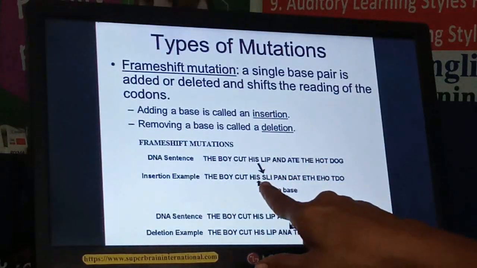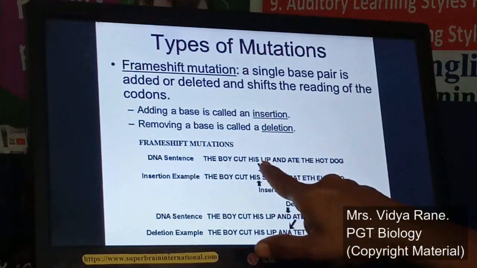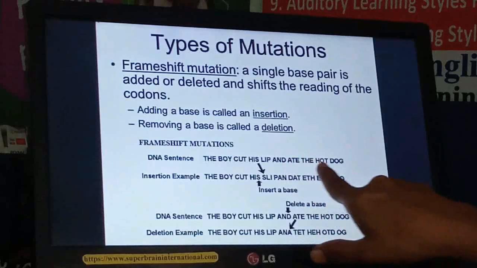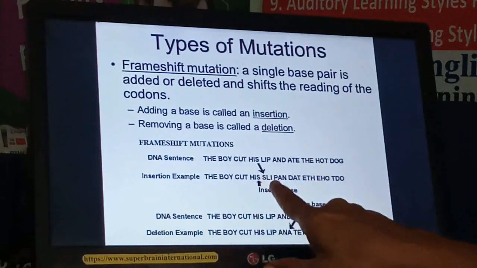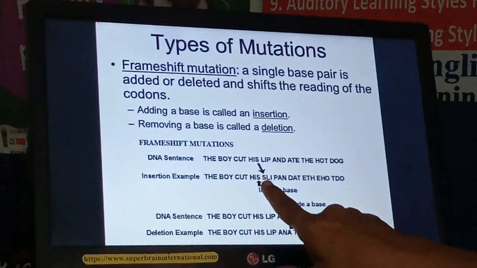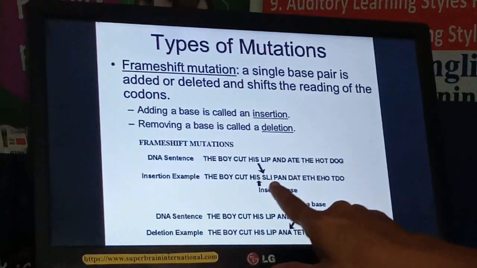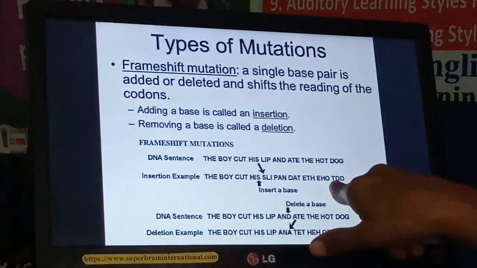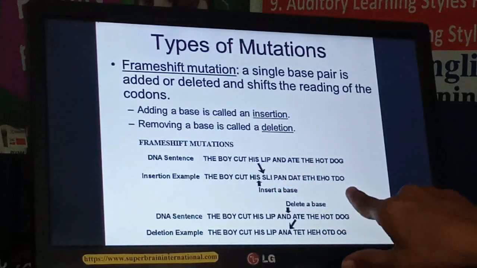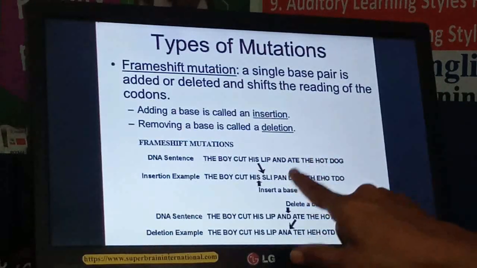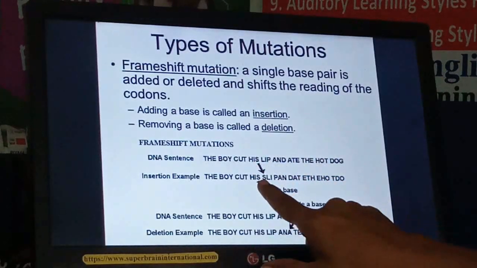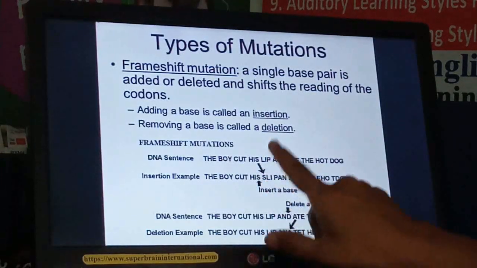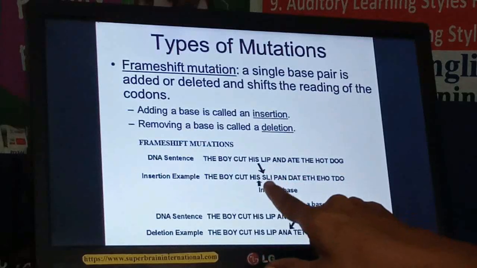So here insertion takes place: S is added after his, before L. So all these triplets ahead go on changing, and instead of lip, it becomes SLI, PAN, DAT, ETH, EHO, TDO. So everything is changed here, which is meaningless. The same thing happens in the DNA whenever any one base pair is added. So this is called a frame shift mutation due to insertion.